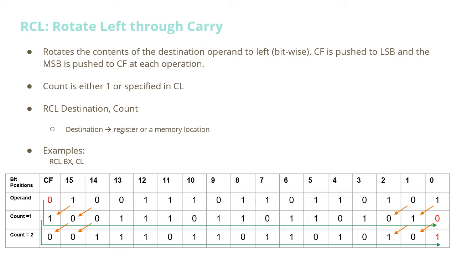During the second round also the same thing repeats. Now the value of the carry flag is 1, and that will get transferred to the LSB, and all the other bits are shifted to the left in a bitwise manner.